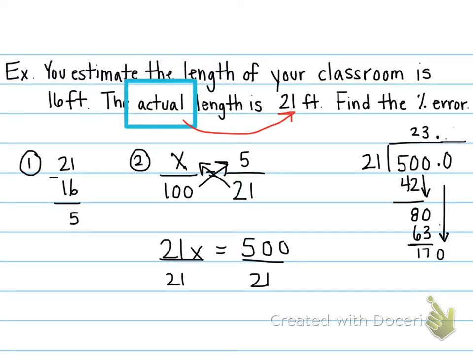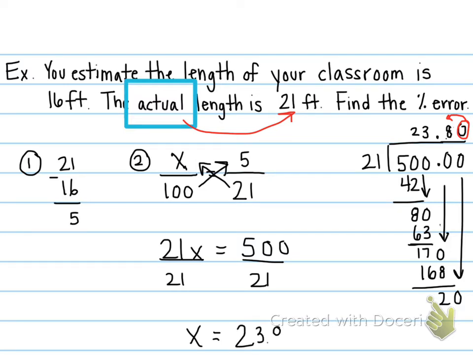So you get 21 into 170. 21 into 170 is 8. That is 168. Subtract, you get 2. Bring down the 0. 21 into 20 is 0. So that 0 will not round that 8 up to anything else. That 0 will keep that 8 an 8. So x equals 23.8%.